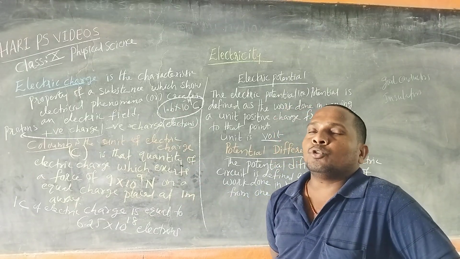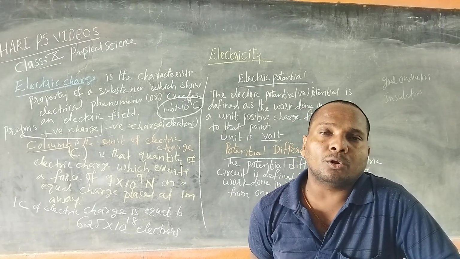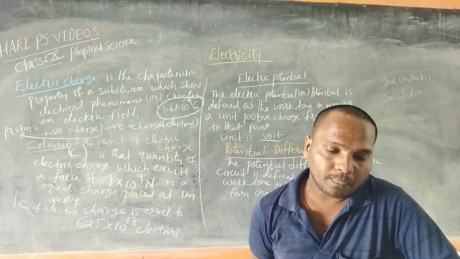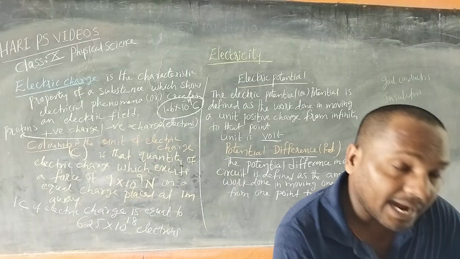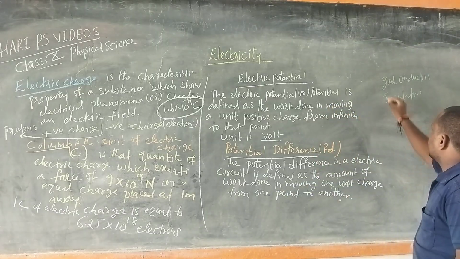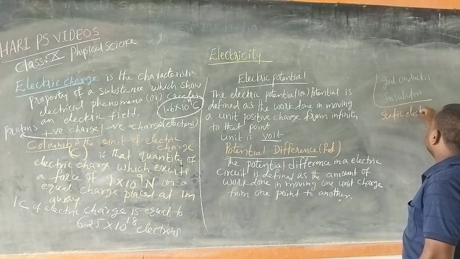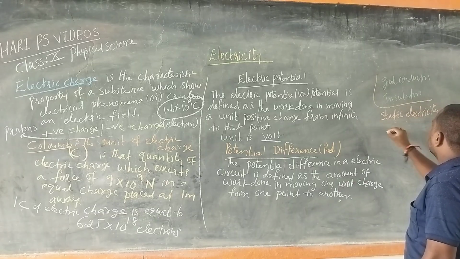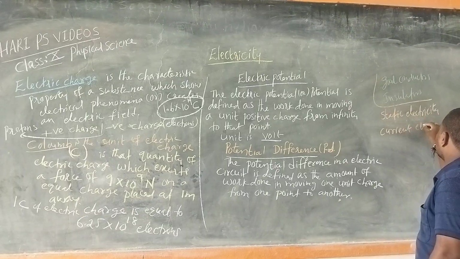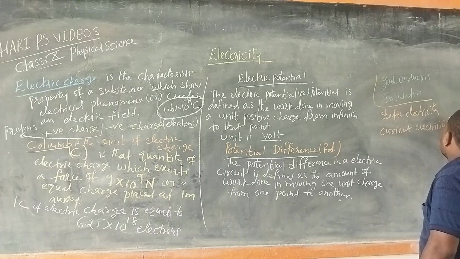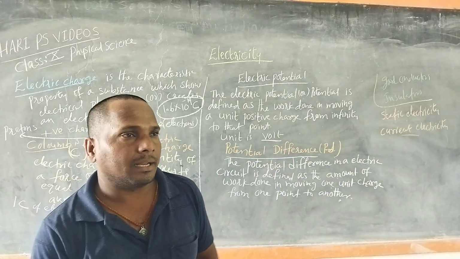So due to the presence of free electrons, the material allows the electricity or not. Based on this, electricity is of two types. One is static electricity and another one is current electricity. The electricity we use in our home is current electricity. Then the other one is static electricity.